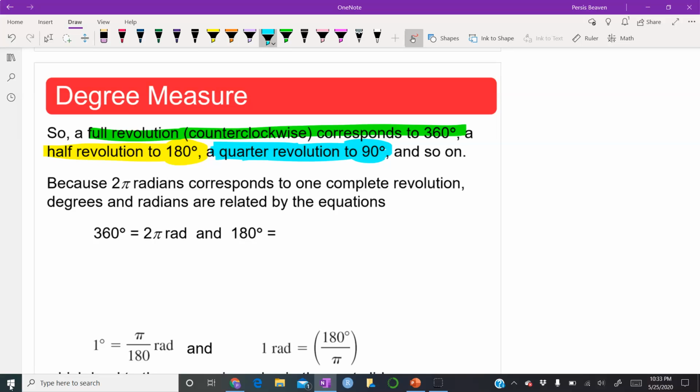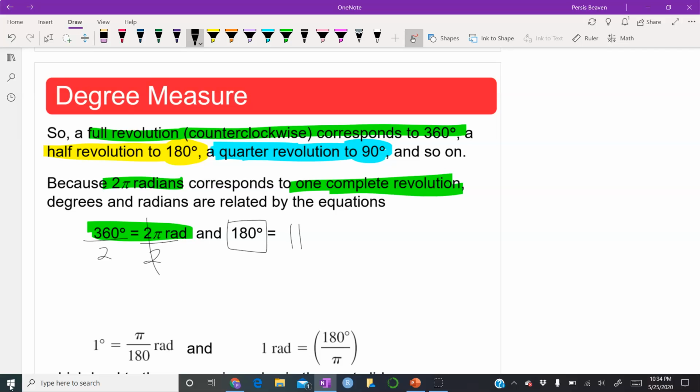So because 2 pi radians corresponds to one complete revolution, one full complete revolution, in degrees, that is equivalent to 360. So if we were to divide 360 by 2, we will get 180. And if we divide 2 pi over 2, we will get pi. And let's not forget the units, those will be radians.